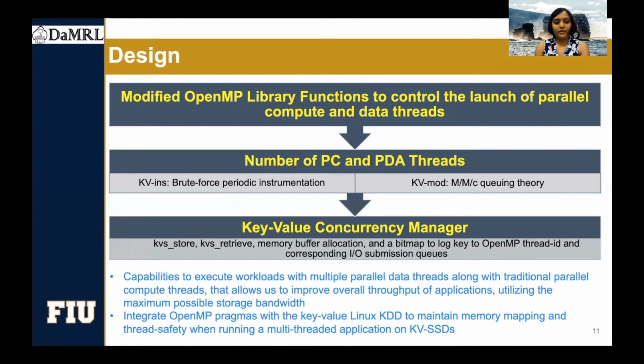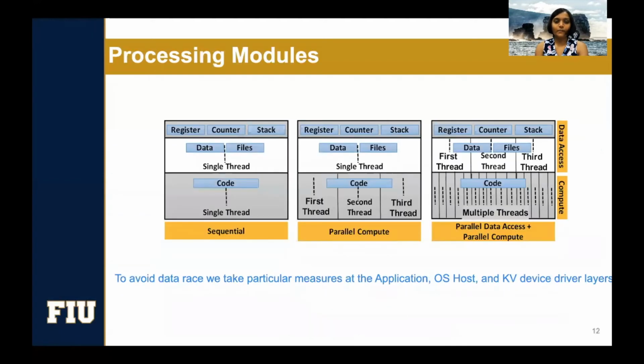Thus, the capability to execute workloads with multiple parallel data threads, along with traditional parallel compute threads, allows us to improve the overall throughput of the application, utilizing the maximum possible storage bandwidth. We integrate OpenMP pragmas, which are compiler directives, with the key value Linux KDD to maintain memory mapping and thread safety when running a multi-threaded application on KV-SSD. We design different processing modules as this is a real implementation. Each of these processing modules was implemented for both the block stack as well as the KV stack, to have a fair comparison of both.